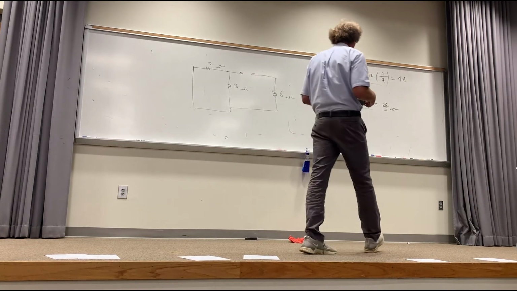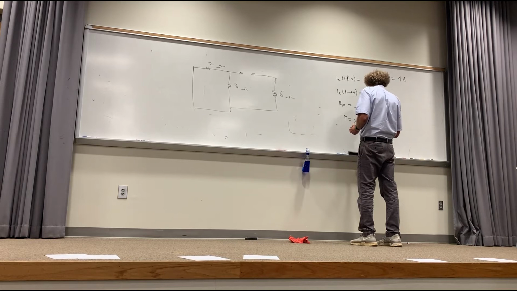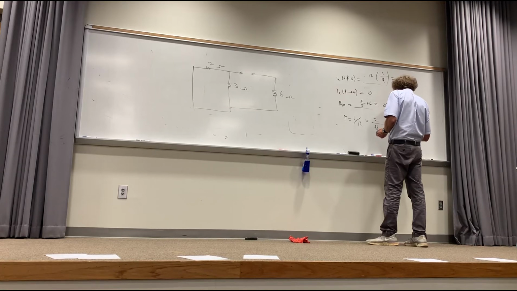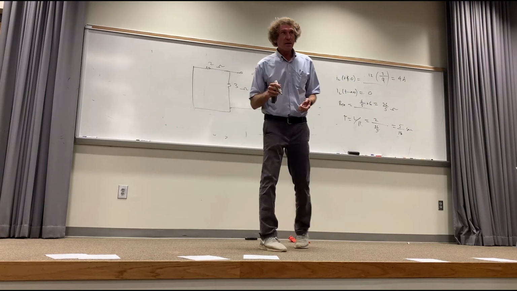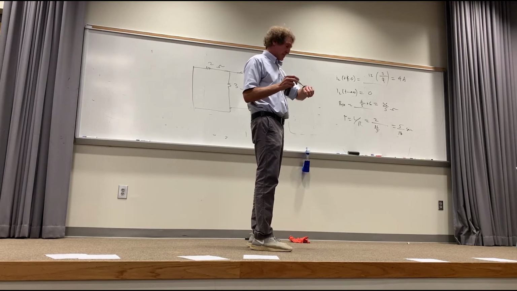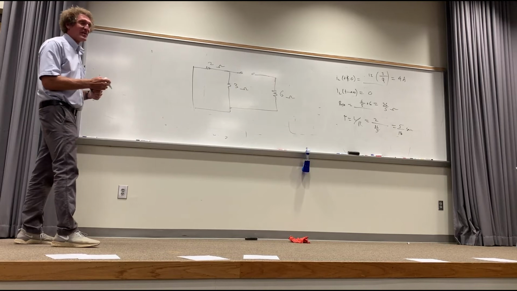Now, if I look here, L over R, well, L was what? 2? Is that right? So it's 2 over 36/5, or really 5 over 18 seconds. Correct, class?